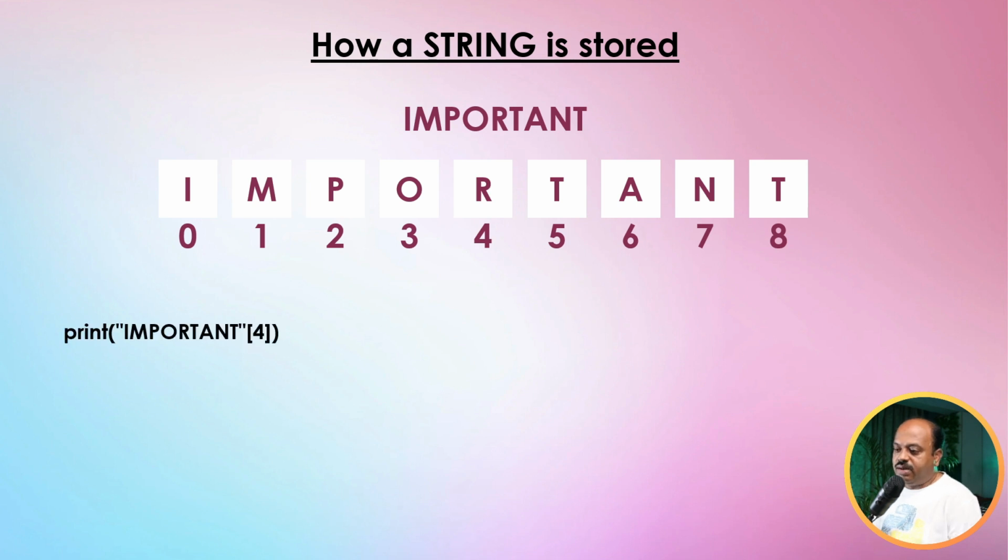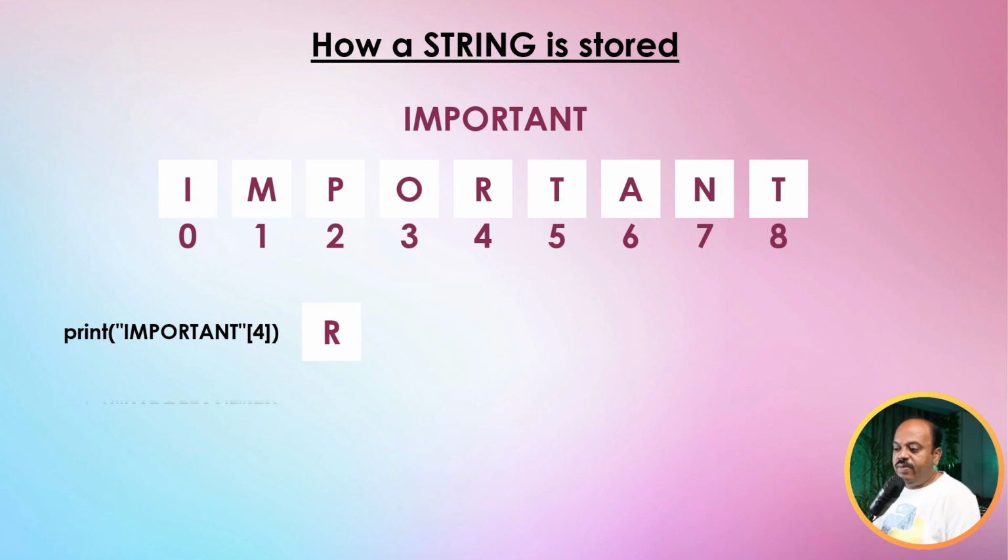Now suppose I write a print command, and that is print important. This is a string and the fourth character of it. This 4 is what? The index, not the fourth character, the fourth index of this string. Now what is the fourth index? R, correct? So here R will be printed. If I print important and into brackets 4, R will be printed.